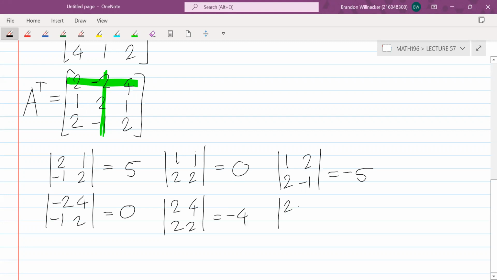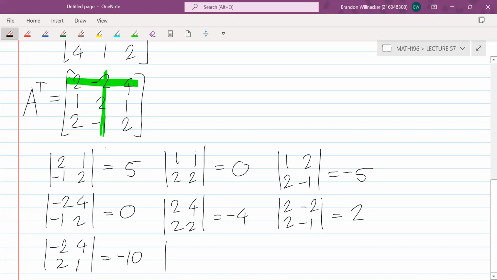The next one's going to be 2, minus 2, 2, minus 1. That's going to be 2. Okay, now we're on the last row. That's going to be minus 2, 4, 2, and 1. That's going to give us minus 10.